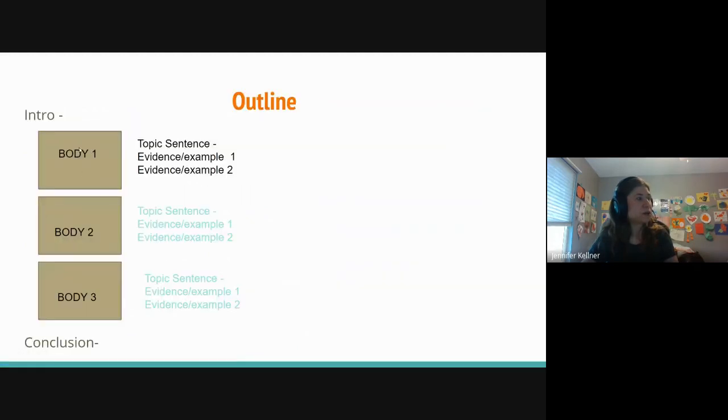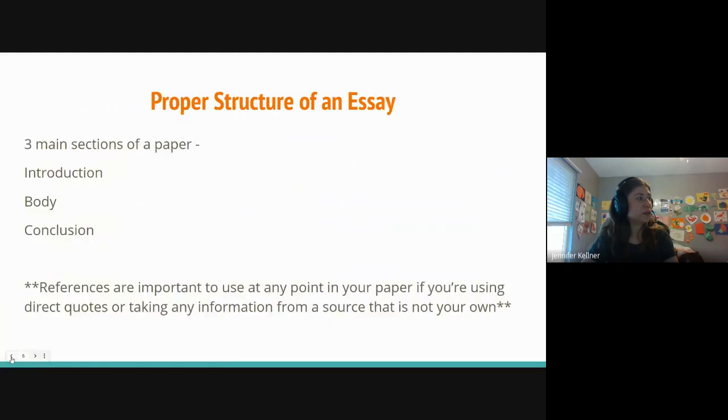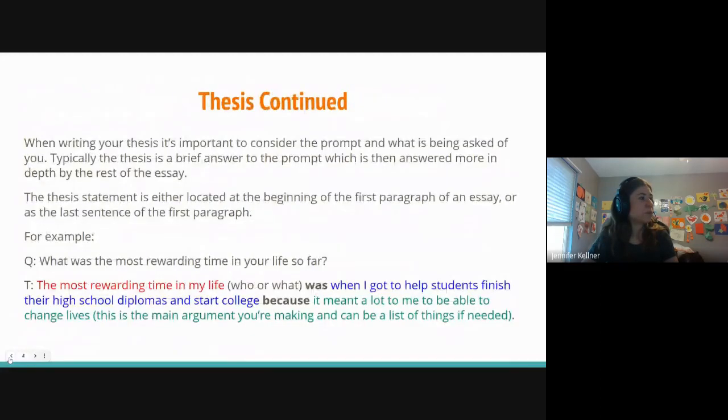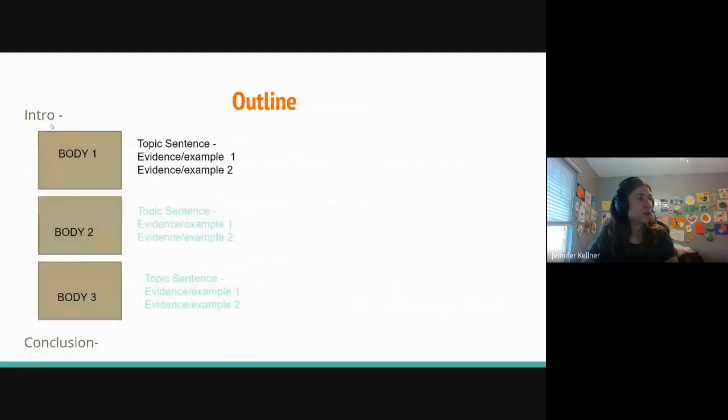If I was talking about our previous thing, where we were talking about the most rewarding time in my life, if I had my three different things that they did, then that's where they would go. So maybe this would be helping students get a diploma. This would be getting students into college. And then this would be students graduating college. So I would just write, instead of body one, high school diploma, college degree, job, or whatever those three things are.